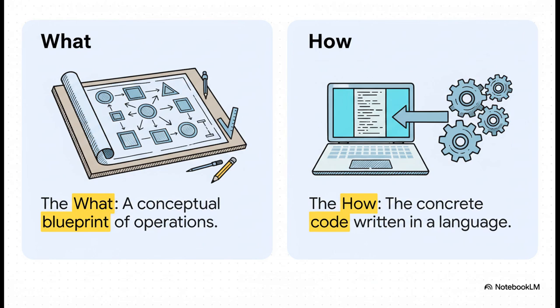And this slide lays it out perfectly. The ADT on the left, that's the what. It's the conceptual blueprint, the wish list of features. And the data structure on the right, that's the how. It's the actual code you sit down and write in Python or Java to bring that idea to life.